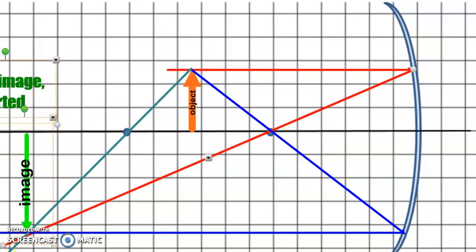Oh, I'm so sorry you couldn't see this, that this is real and inverted. Sorry, I can't get that over there.